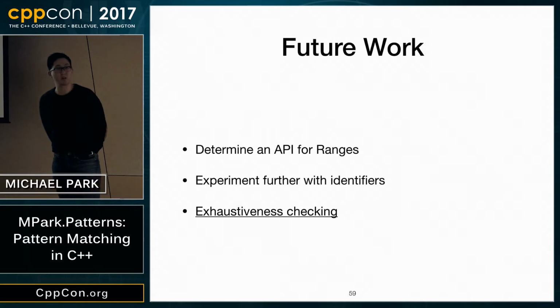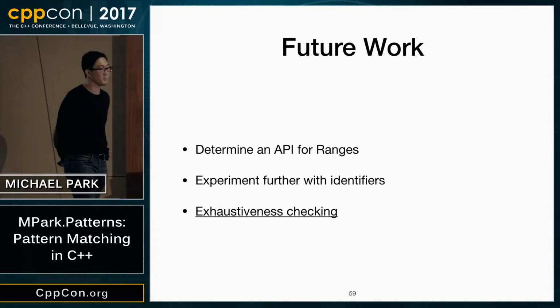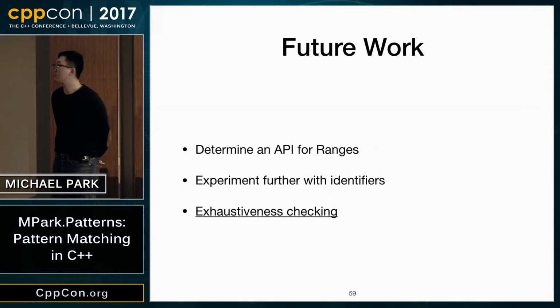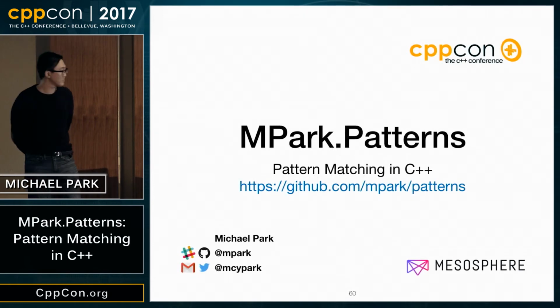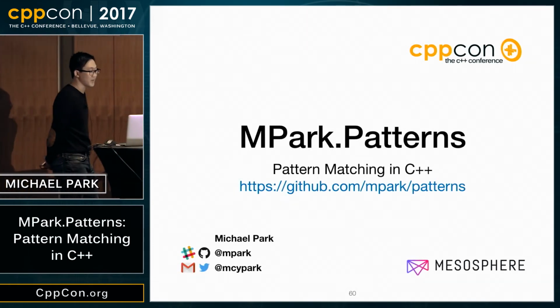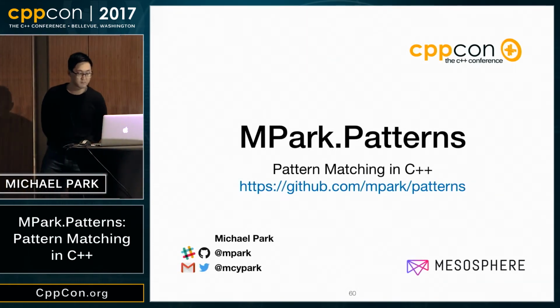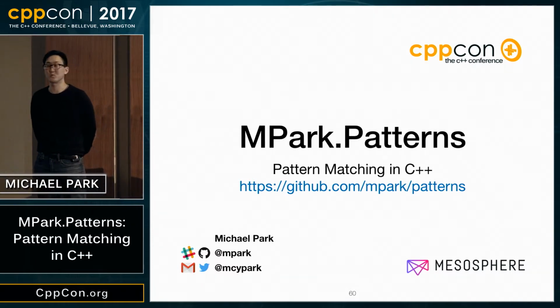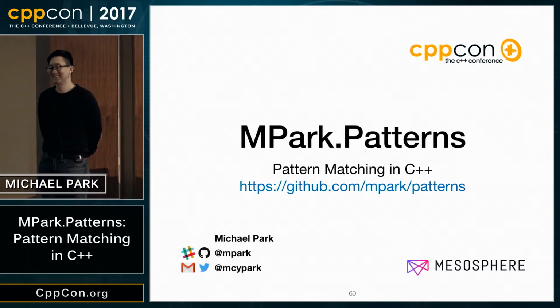Experiment further with identifiers. The current state is okay, but it's not great. And lastly, exhaustiveness checking. I haven't done any work there, but it would be really interesting to find out what we can do there. So that's all I have. I think we have 10 minutes left for questions. If we don't have any questions, I have some more stuff. All right, any questions?